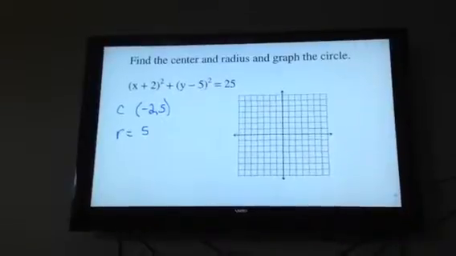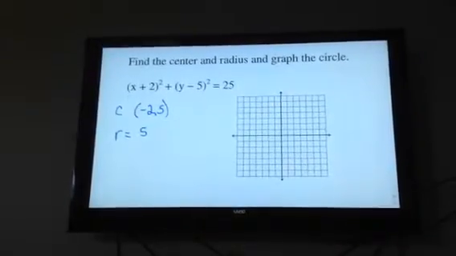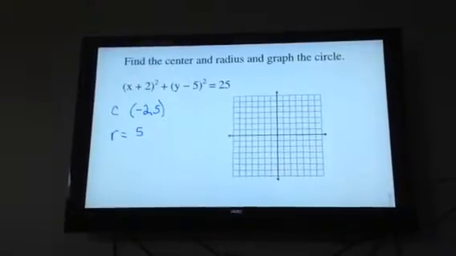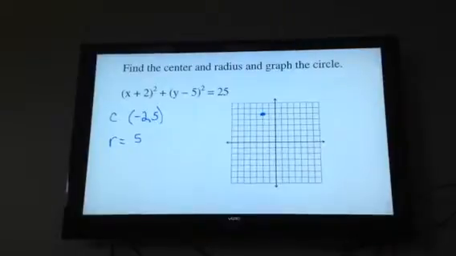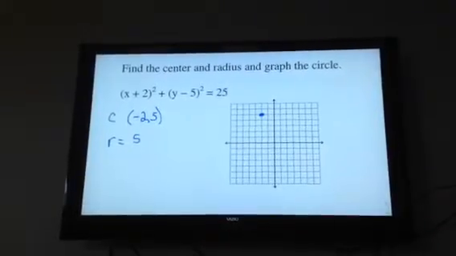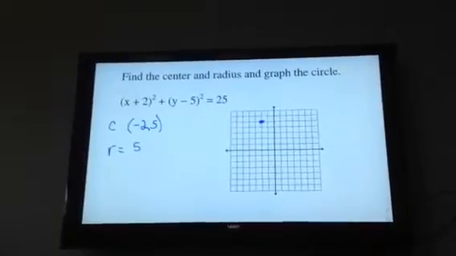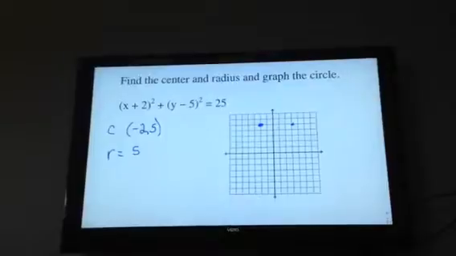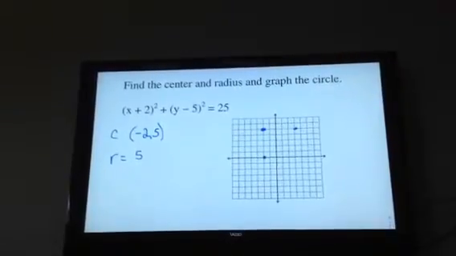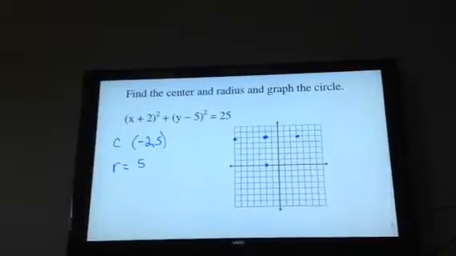And when you graph, you graph your center first. Negative 2, positive 5, 1, 2, 3, 4, 5. And then you got to know what the radius is. The radius is a distance from the center to the side of the circle. That's what that represents. So from the center, you go to the right 5 units, down 5 units, to the left 5 units, and up 5 units.